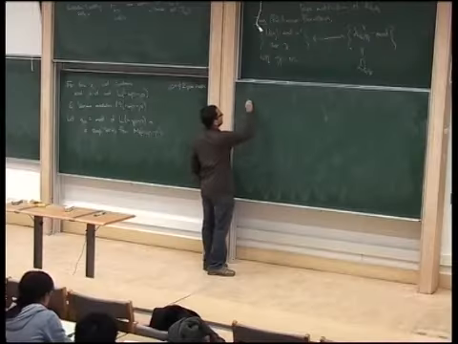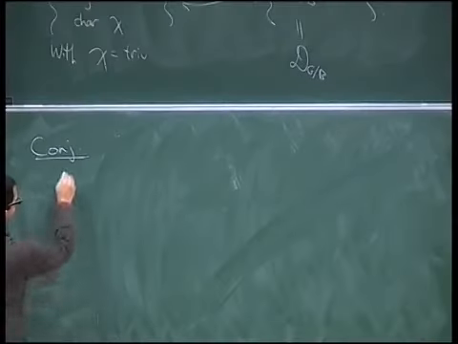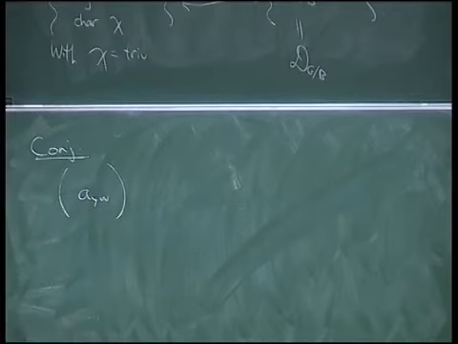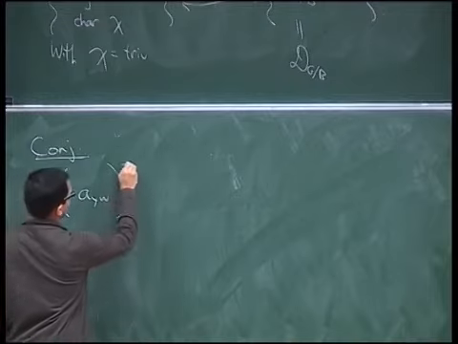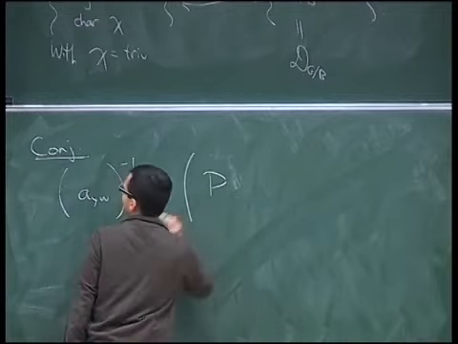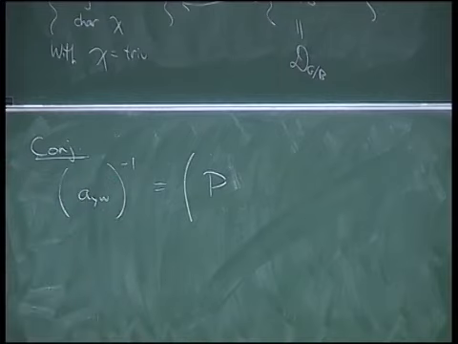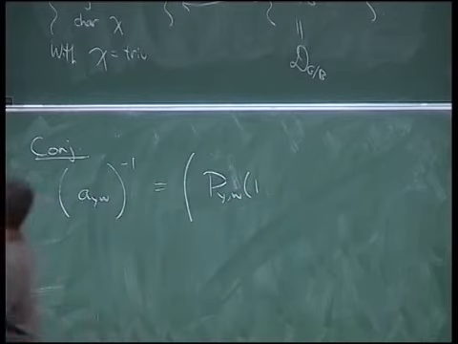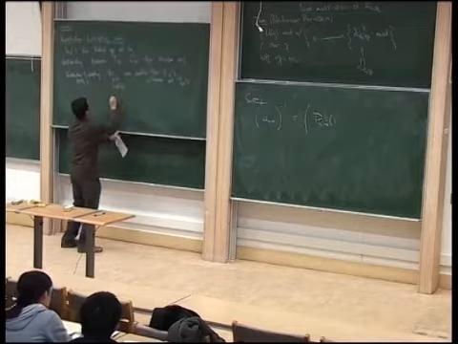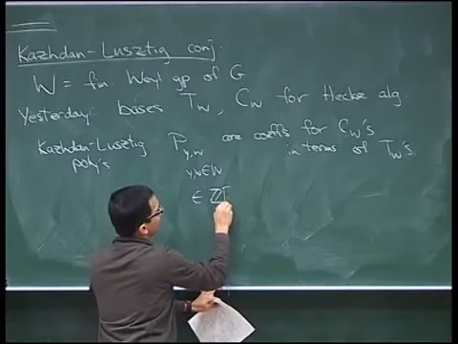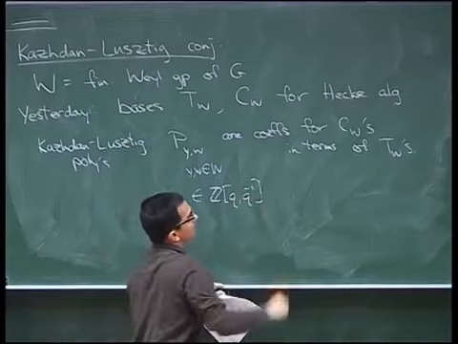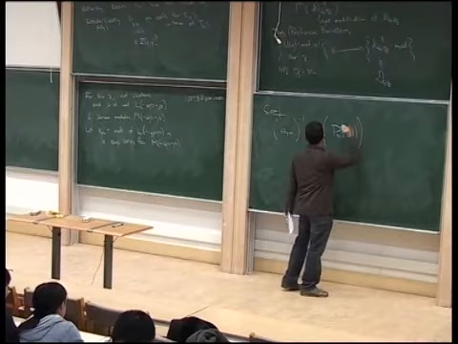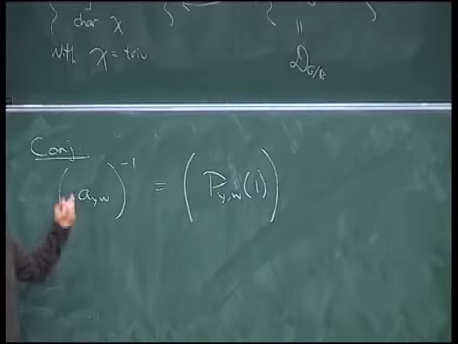Okay, then the conjecture is that if you take the matrix of all the a_{y,w}, a matrix whose rows and columns are both labeled by elements of the Weyl group, then the inverse of that matrix is given by taking the Kazhdan-Lusztig polynomials, which come from the structure theory of Hecke algebras. Those are polynomials, in principle in the ring of Laurent polynomials. Evaluate them at 1, you get a matrix, and that's the inverse of this matrix of multiplicities.